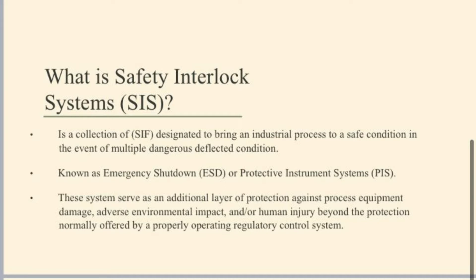What is a Safety Interlock System? A Safety Interlock System is a collection of instruments designed to bring an industrial process to a safe condition in the event of multiple dangerous detected conditions. It is known as Emergency Shutdown (ESD) or Protective Instrument System (PIS). This system serves as an additional layer of protection against process equipment damage, adverse environmental impact, and/or human injury, beyond the protection normally offered by a properly operating regulatory control system.